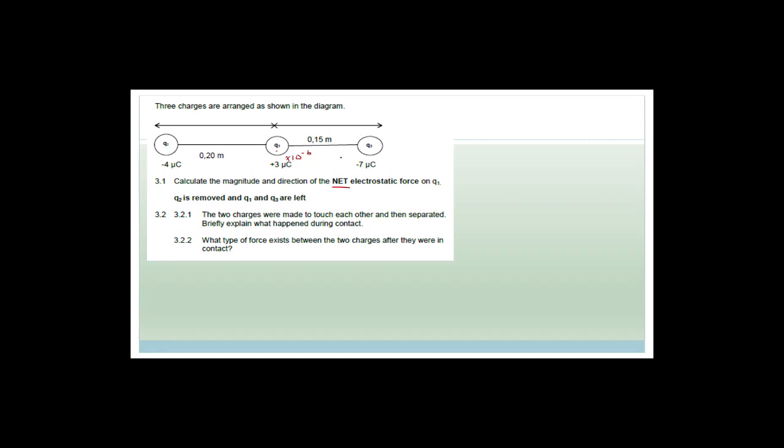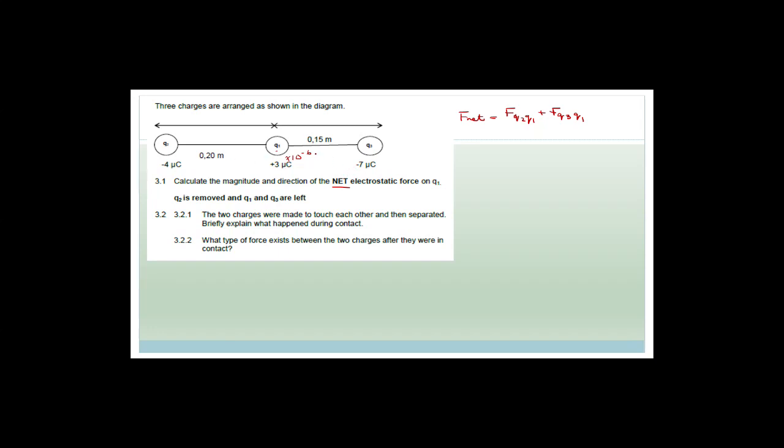So we want to first work this out slowly, because F net is going to equal the sum of the force of Q2 on Q1 plus the force of Q3 on Q1. Do you agree that since these forces are vectors, this plus and minus just means there are going to be forces of attraction in one direction or the other? So the force of Q2 on Q1 is going to be towards Q2 because Q2 is negative and Q1 is positive. The force of Q3 on Q1 is going to be towards Q3 because this is negative and this is positive, right?